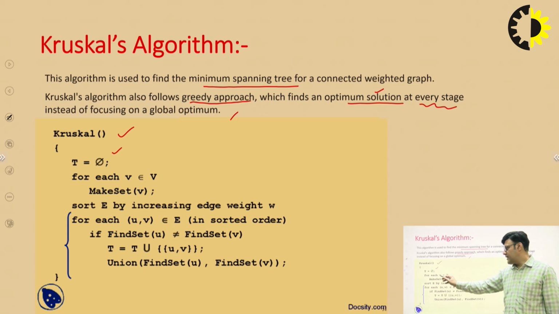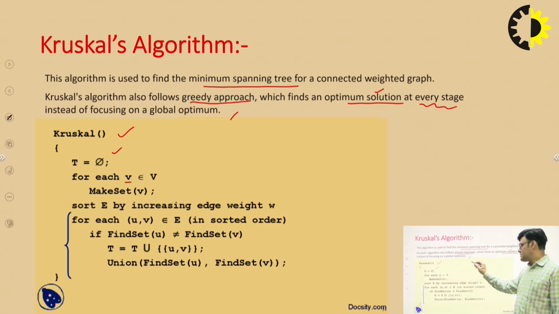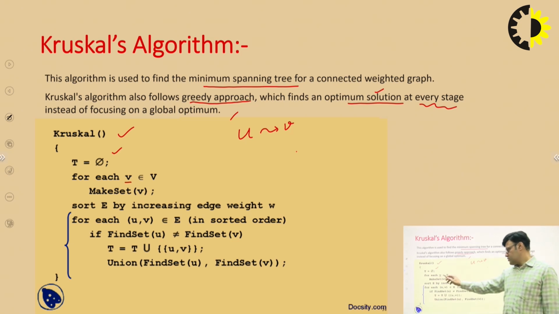So for each vertex, because we know the edges for any vertex, if there is a path from u to v, then that edge is complete. We can travel from one vertex to another vertex. So for each vertex v that belongs to the vertices of my graph, we will just make a set of v. Okay? Making the set for the u to v edges.